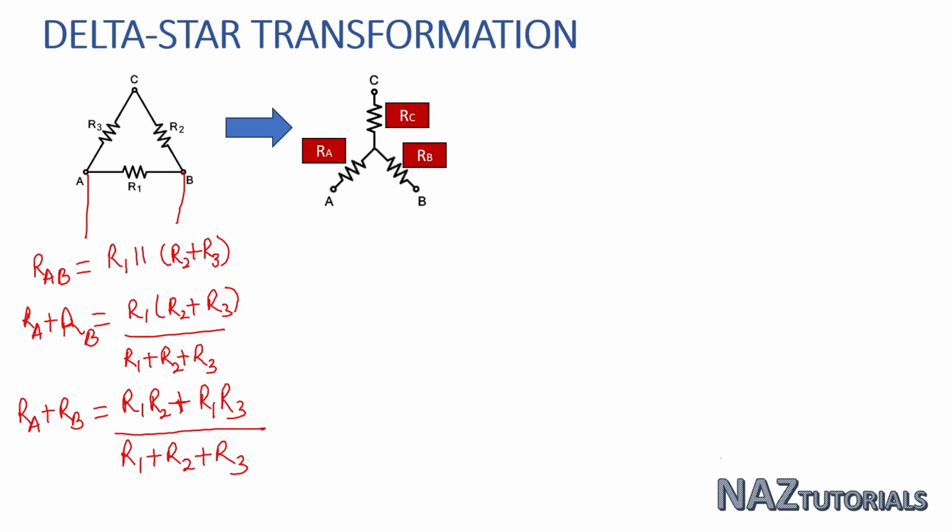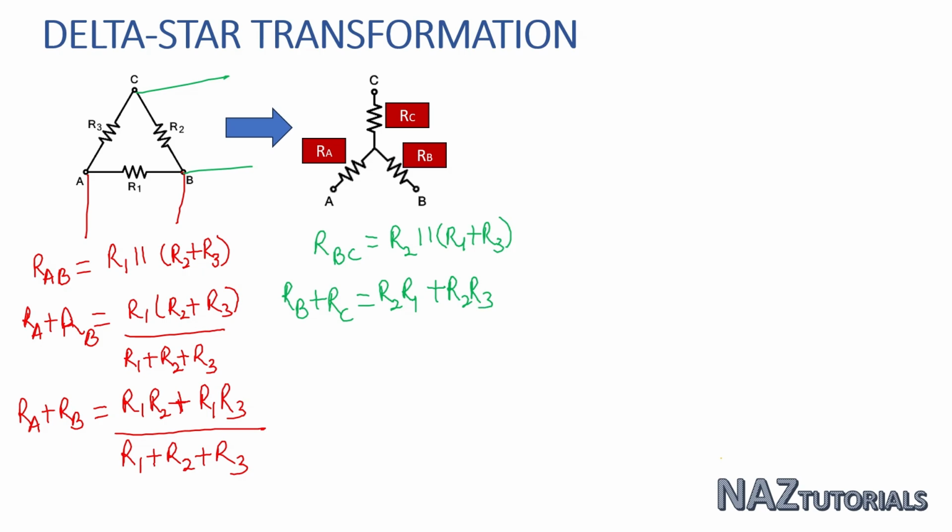Now let's see the resistance between points B and C. Its value is R2 in parallel with R3 plus R1. So RBC is R2 in parallel with R1 plus R3. So you can write RB plus RC is equal to R2 R1 plus R2 R3 divided by R1 plus R2 plus R3.